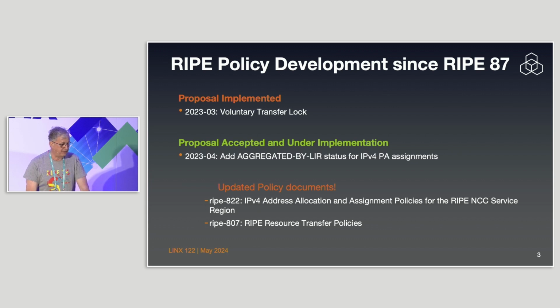Then the other proposal which has been accepted and is currently under implementation is the aggregated by LIR status for IPv4 PA assignments. The story behind this one is that, as you well know, you're supposed to put in a registration for all PA assignments unless they are either part of your infrastructure or the direct means for delivering connectivity to a customer. And this can be a pain in the proverbial because you might have to do lots and lots and lots of very small registrations. Anyway, this is a way of getting around this.